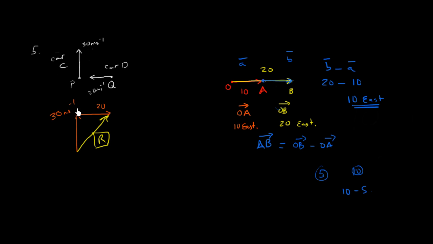And the question says to draw a diagram. It says find the velocity of C relative to D and show the relative direction in a diagram. So here's a relative direction. We can even calculate the angle theta if we want, and we're asked for the resultant.